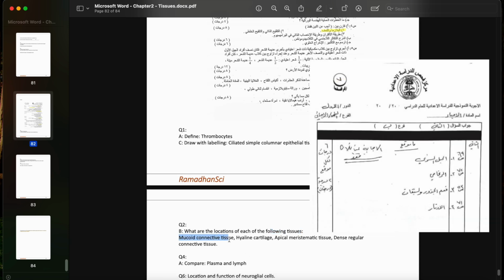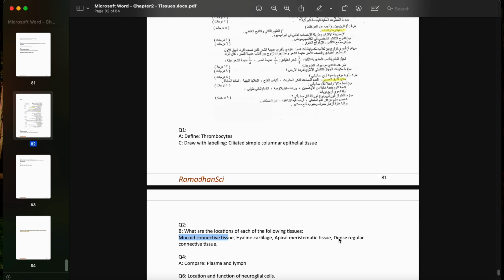Mucoid connective tissue. Now the mucoid connective tissue is found in the umbilical cord. Hyaline cartilage, we said that it is found in the trachea. The apical meristematic tissue is found in the apices or tips of the roots and stems. And finally, the dense regular connective tissue, it is found in tendons.